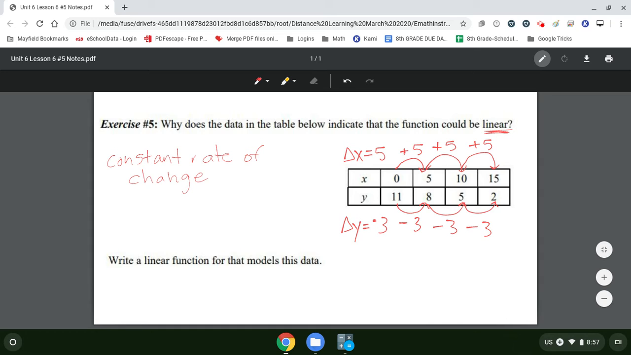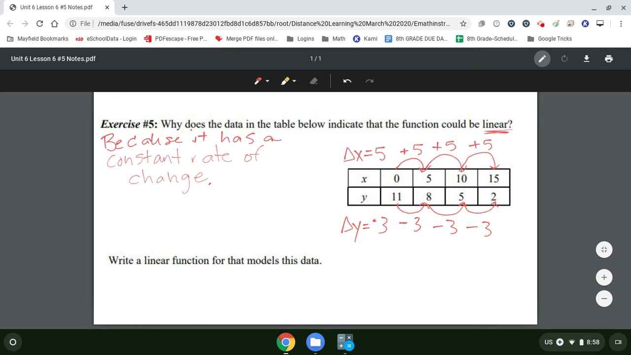So the question, why does the data in the table indicate that the function could be linear, is because it has a constant rate of change. So that's the reason for this.